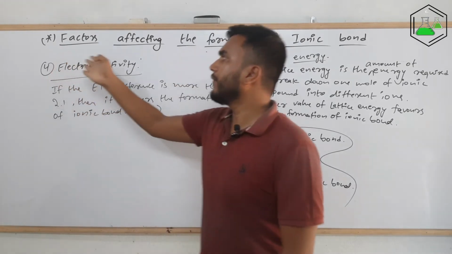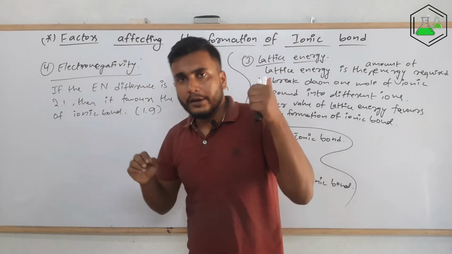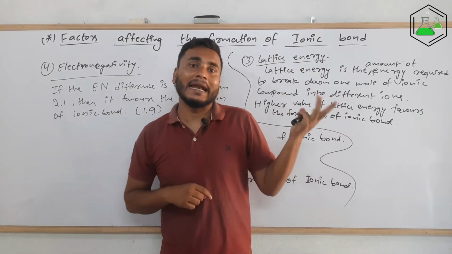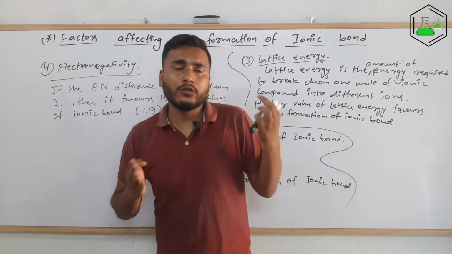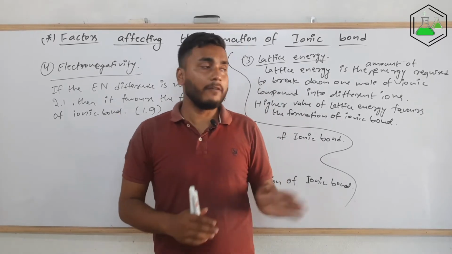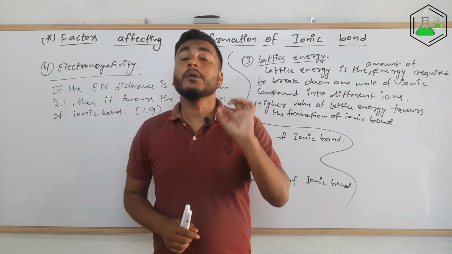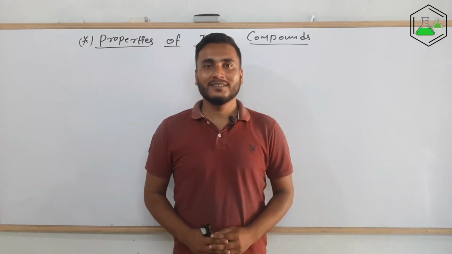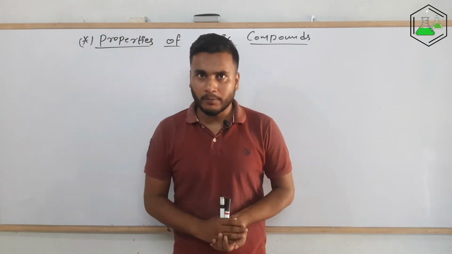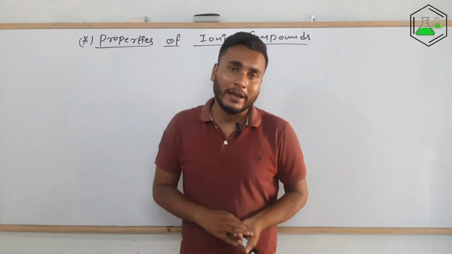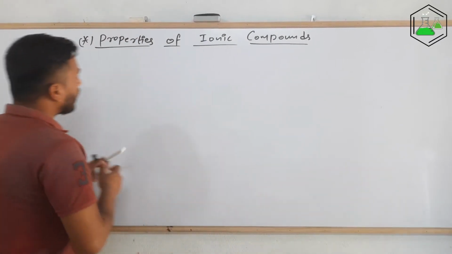So these are the four different factors that we just read: electronegativity, ionization energy, electron affinity, and lattice energy. They actually affect the formation of the ionic bond. I hope you understood everything about it. Now let's see the properties of ionic compound. There are many properties of an ionic compound, and in this video we are going to see some of the important properties of ionic compounds. Let's see them one by one.